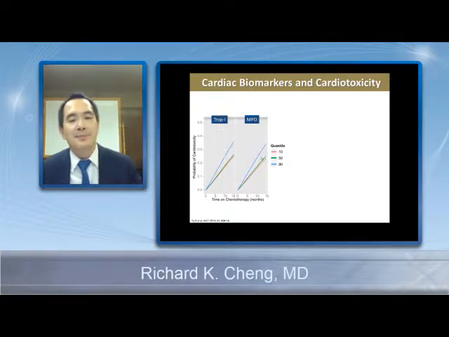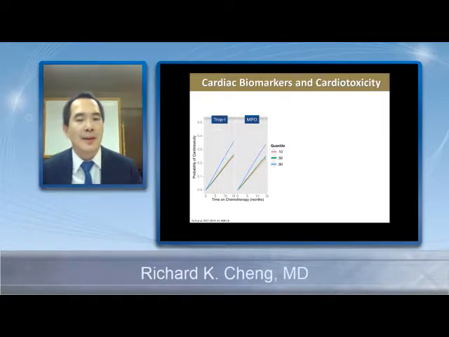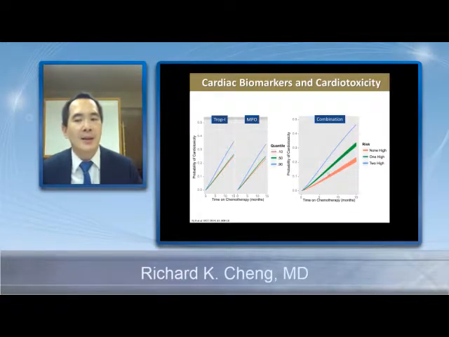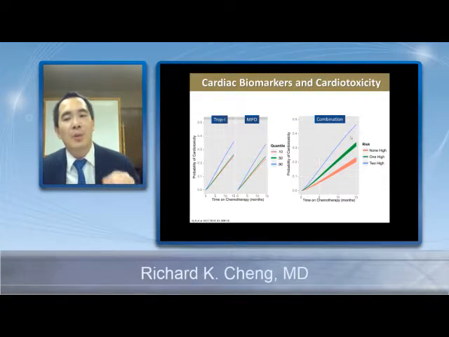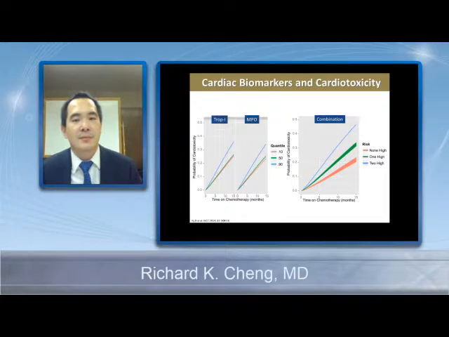What we see is that if you're in the highest quintile, your risk of cardiotoxicity is higher for troponin as well as myeloperoxidase. In combination, these markers can be very effective. So if both of these are high, your risk of cardiotoxicity is much higher than if only one of these biomarkers is elevated or if none of them are elevated.